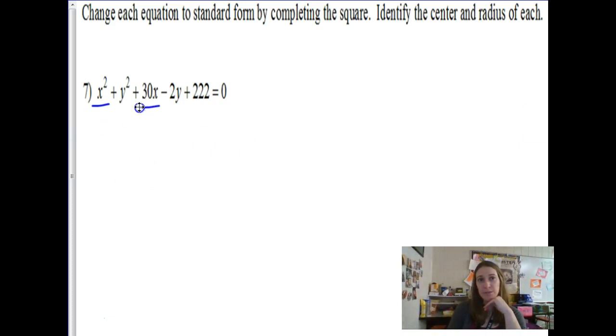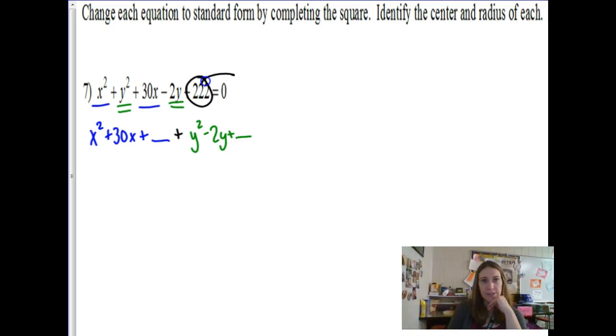So first thing I'm going to do is collect the x's next to each other. But I'm going to complete the square on that trinomial, so I'm going to leave a blank. And then for the y's, I'm going to collect those as well. So here we go, y squared minus 2y. I'm going to complete the square as well. This constant, I just need it out of the way, so I'm going to move it to the other side of the equal sign by subtracting it.